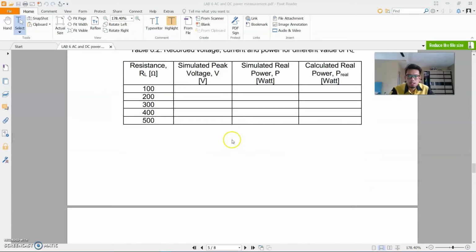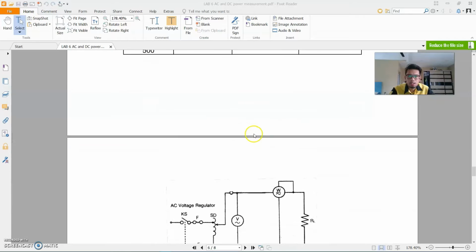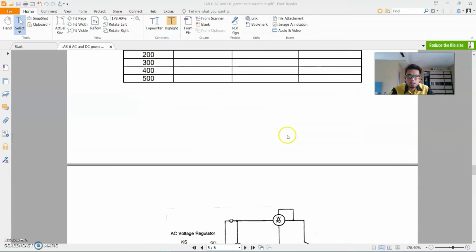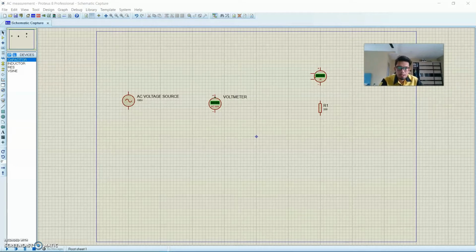For the circuit arrangement, I'm going to follow the instruction, which stated to assemble the circuit based on figure 6.3. For the circuit simulation, I'm going to use the Proteus application. So let's proceed with the simulation. This is the simulation on Proteus for activity 2.